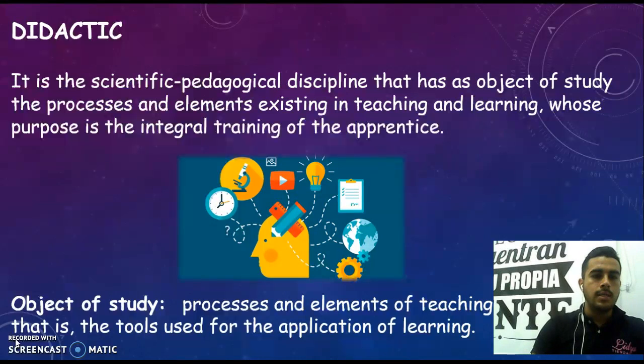Well, in the second slide is about didactic. It is a pedagogical discipline that has as its object to study the process and elements existing in teaching and learning, which prepares the integral training of the apprentices. Object of the study: process and elements of teaching or learning, that is the tool used for the application of learning.